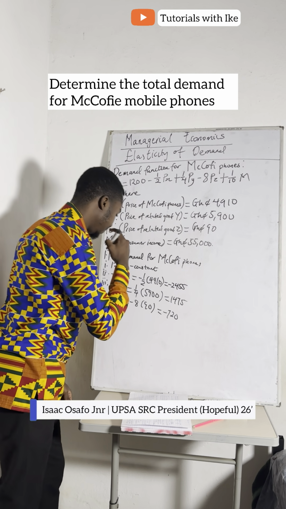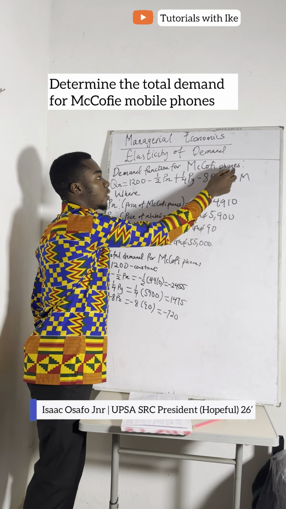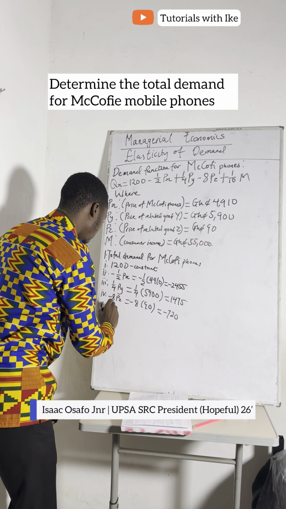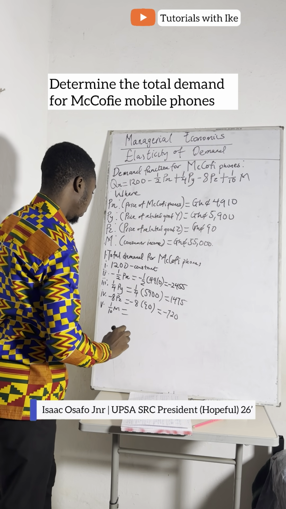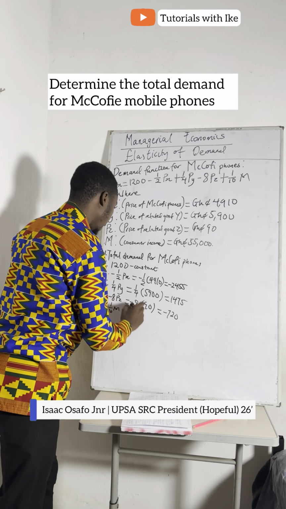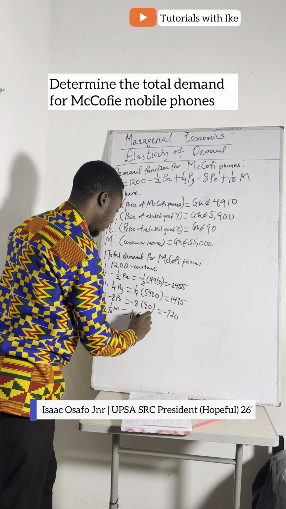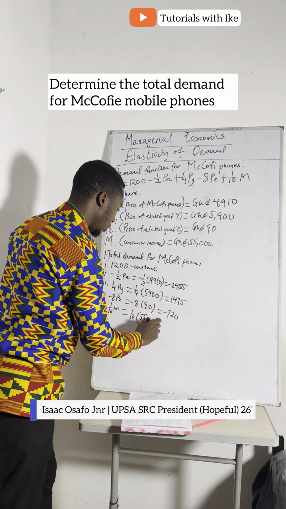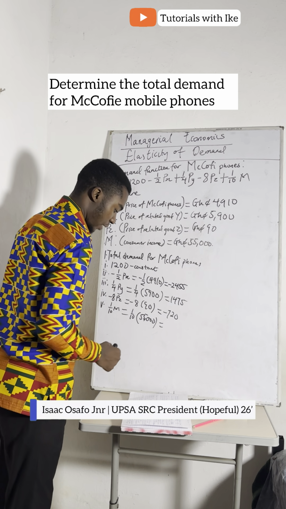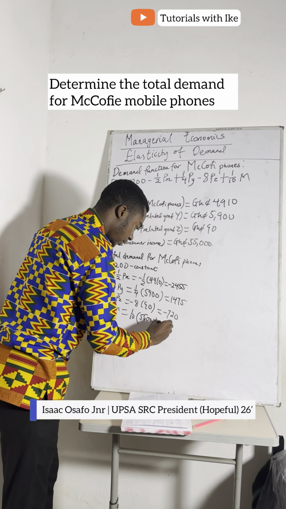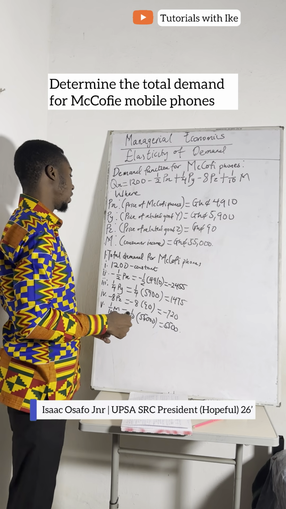Then our last term, which is our fifth one, 1, 2, 3, 4, 5. 1 over 10 M. And this should be equal to 1 over 10 times M. Our M was given to us as 55,000. So you're going to get 1 over 10 is the same as 0.1. So you can just make it 0.1 times 55,000. And that should give us 5,500. Right? So now we found the values for all the terms.